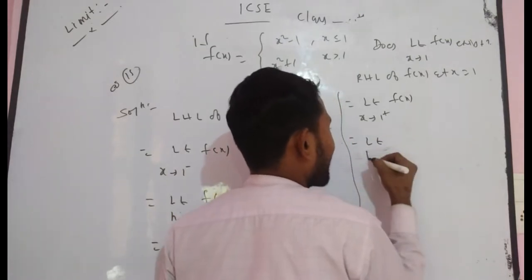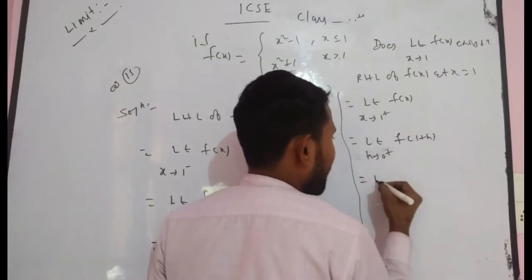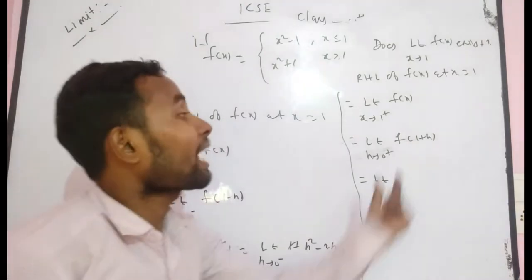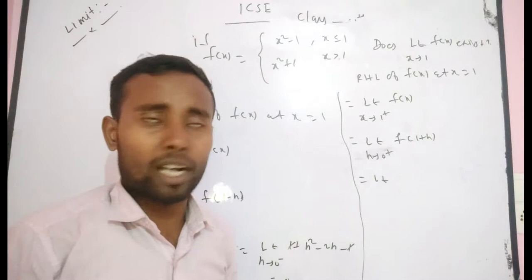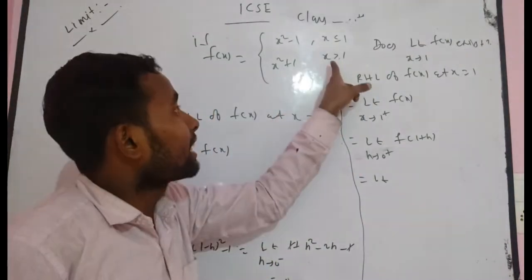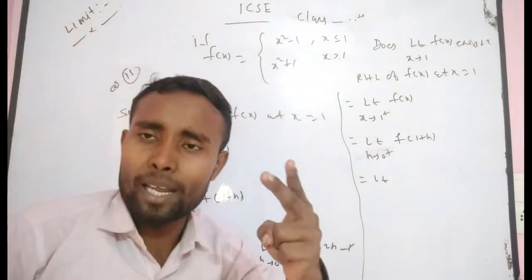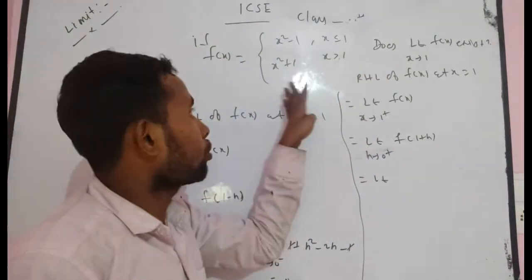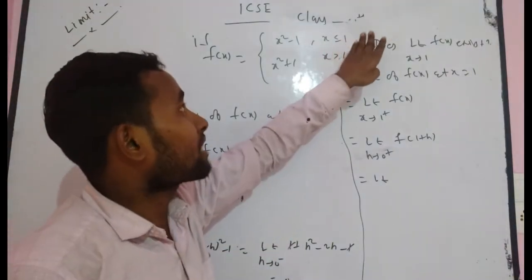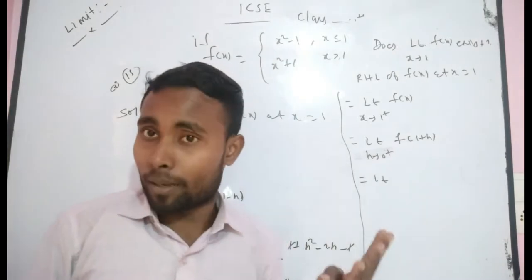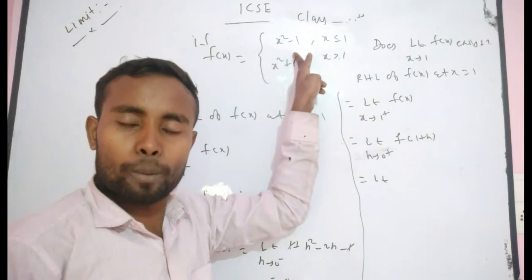That means you can write limit x tends to 0 from right hand side f(1 plus h). Here you observe that f(1 plus h) means x is slightly greater than 1. Then you have to choose this function, because according to the question f(x) is defined in two ways. If x is greater than 1, then you have to choose f(x) is equal to x square plus 1. If x is less than or equal to 1, then you have to choose the function f(x) is equal to x square minus 1.